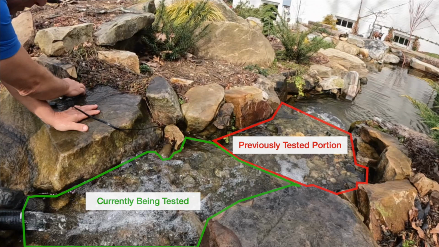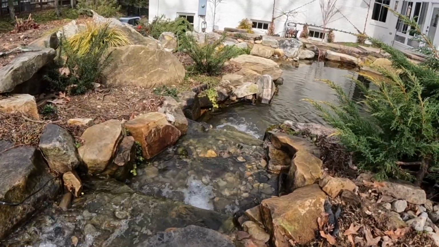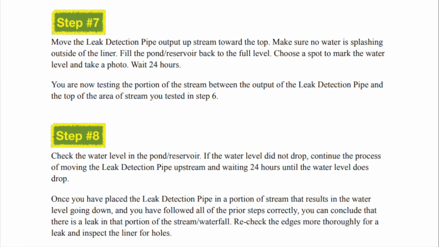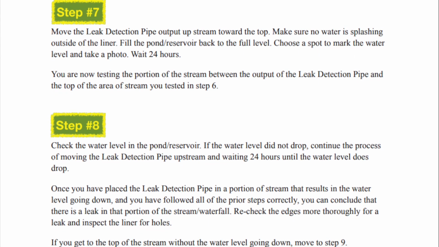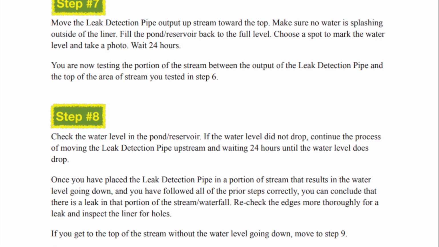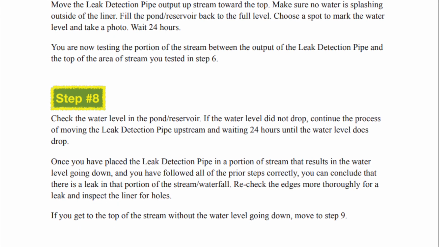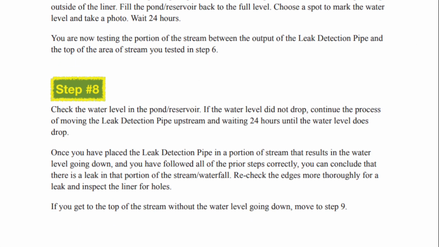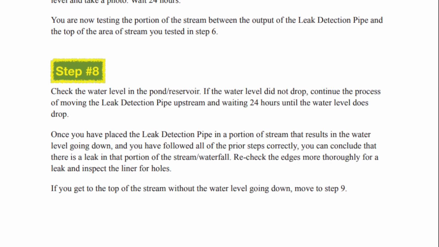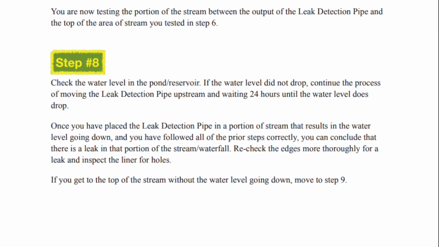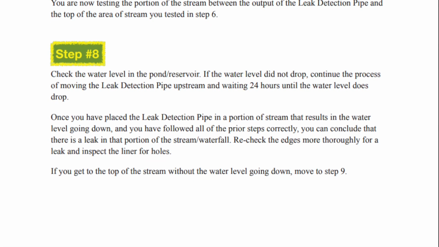For step 8, you should check the water level in the pond or reservoir, and if the water level did not drop, continue moving the leak detection pipe upstream and waiting 24 hours until the water level does drop. Once you've placed the leak detection pipe in a portion of the stream that results in a lower water level, you should check that area of liner for low edges and holes. If you've made it all the way to the top of your feature without the water level in the reservoir or pond going down at all, move on to step 9.